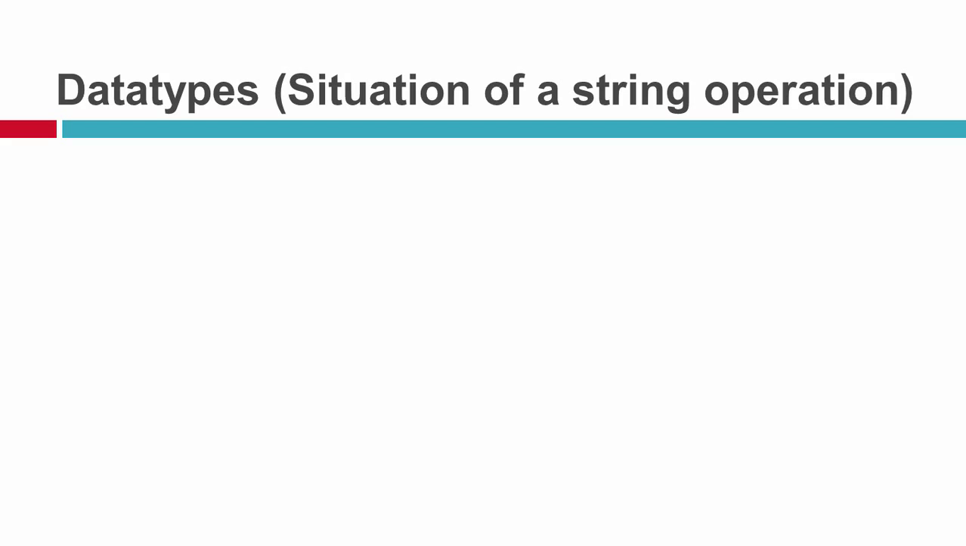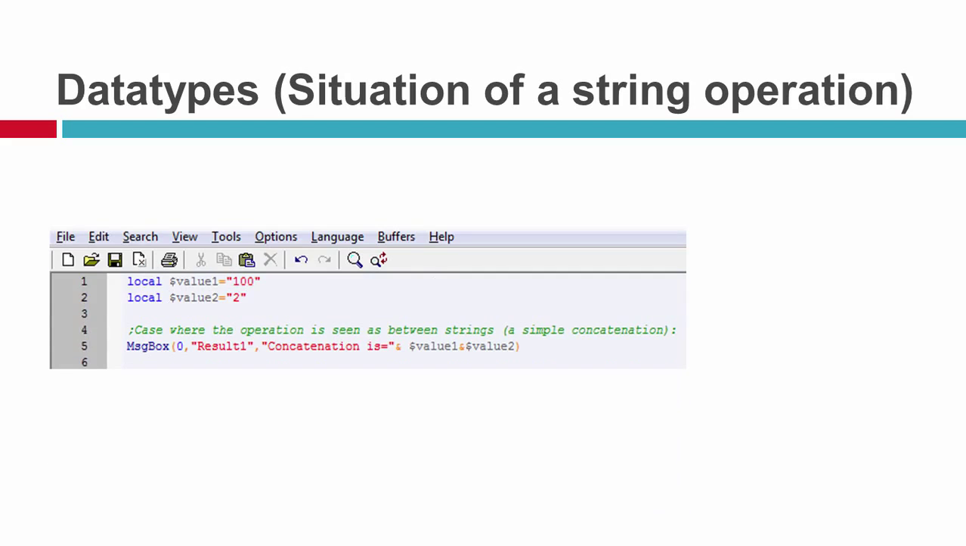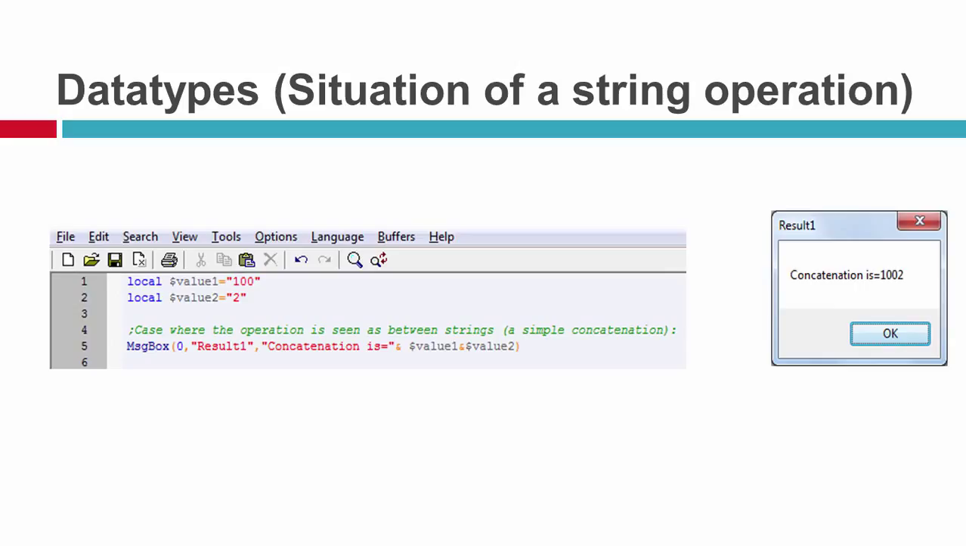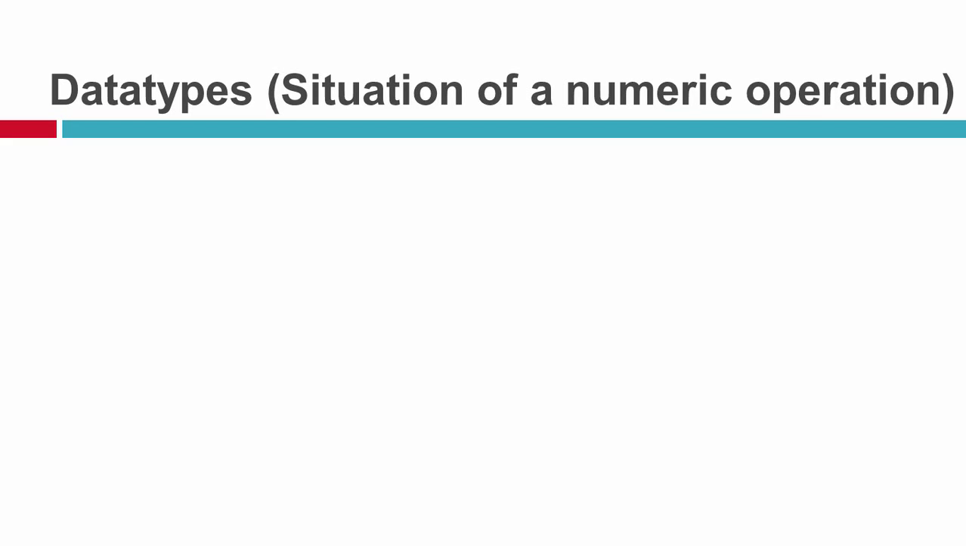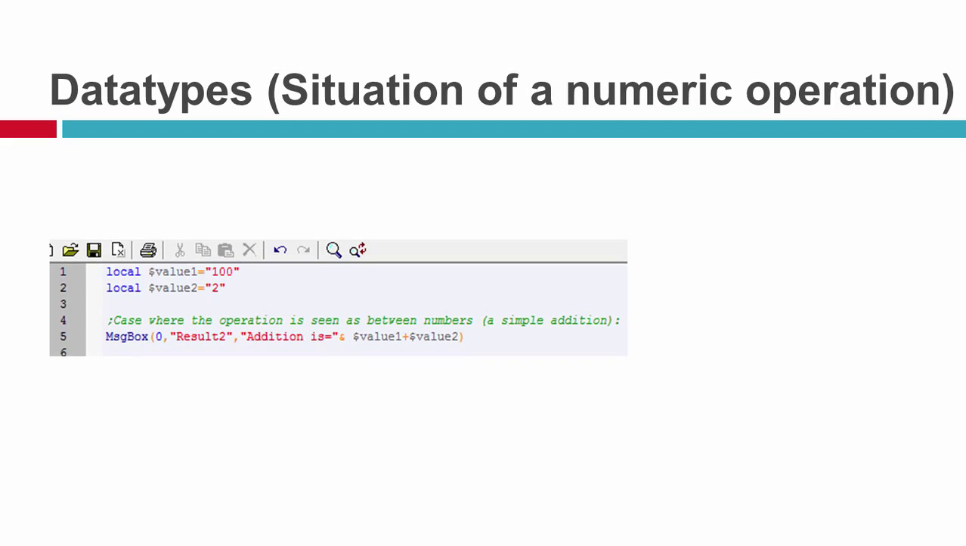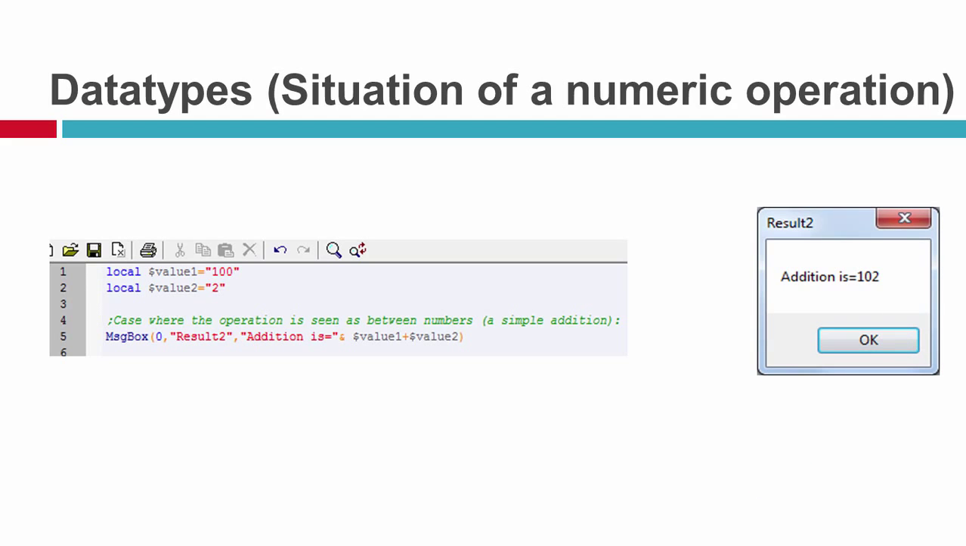For example, in the situation of a string operation, if we have two values considered as strings because the operation here is the concatenation, the result will be a concatenation of the two strings that we have as inputs. In a situation of numeric operation, the two strings will be considered as numeric values, and we can then apply an addition so we can have the sum of the two values.